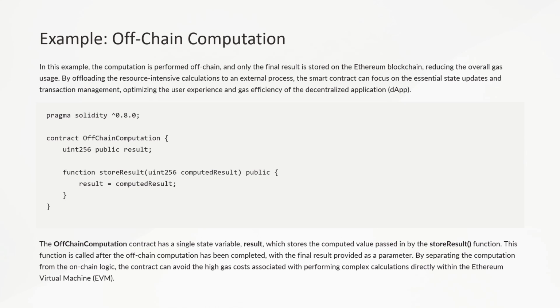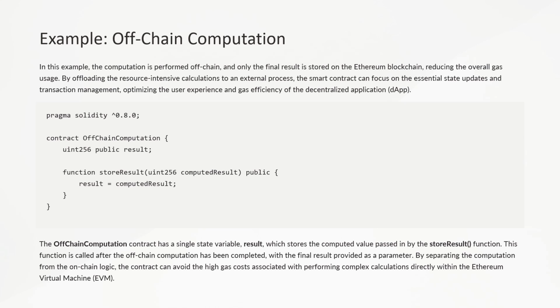This contract contains a function called storeResult that takes a single parameter, computedResult, of data type uint256. The storeResult function is publicly accessible, meaning anyone can call this function. Inside the function, the computedResult parameter is assigned to the result state variable. This essentially stores the computed result in the smart contract state.